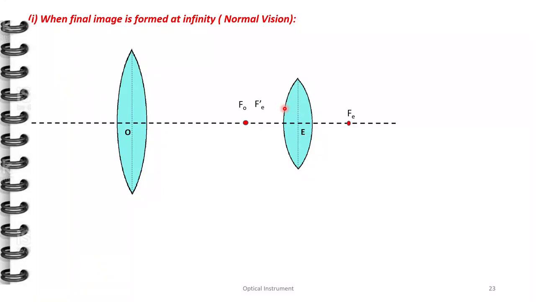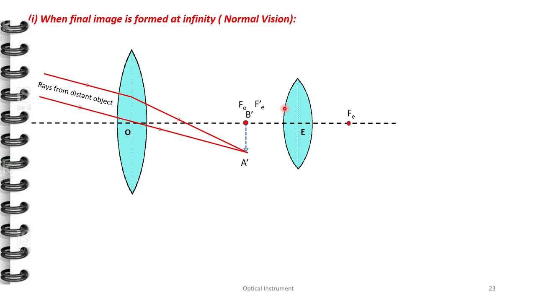Now, let's derive the formula for the magnifying power when the final image is formed at infinity. Rays coming from the object will be parallel to each other, and the first image, that is the image which the objective lens forms, will be formed at its focal plane. Hence, A'B' is the image formed by the objective lens at its focus. A'B' is also formed on the focus of the eyepiece, because we need to obtain the final image at infinity. Hence, the adjustment of the telescope for normal vision is done in such a way that A'B' is also formed at the focus of the eyepiece.